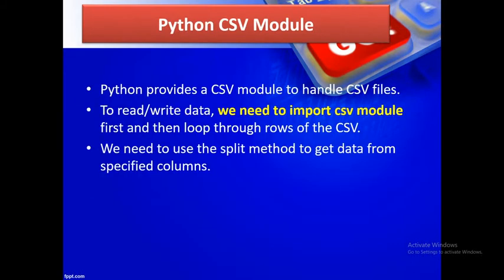So how does Python allow CSV kinds of things in its programming? Mind it, Python provides a CSV module to handle CSV files, and before we do any sort of read and write operations, we need to import that CSV module first. Then we loop through the rows of the CSV so that we can read the whole content. And if we need, then we use the split method to get data from the specified columns.